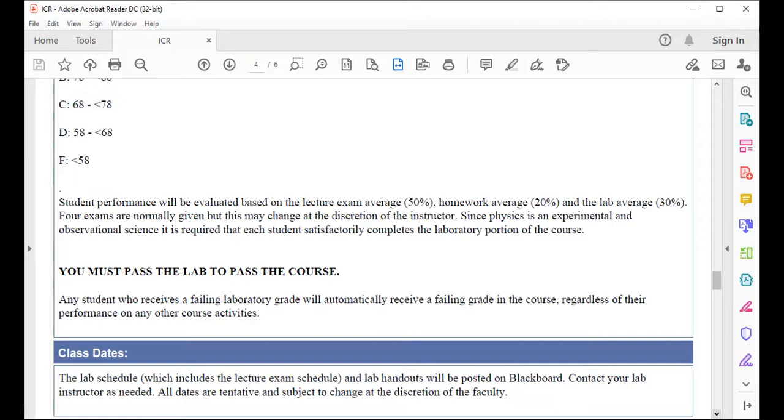So you see in dark bold here, you must pass the lab to pass the class. You may ace all my exams and the homeworks, but if you don't do the labs, and your lab is a failing grade, irrespective of whatever you do in the rest of the class, you fail the class. You have to pass the lab to pass the class. And why is that so important? Because physics is a laboratory science.